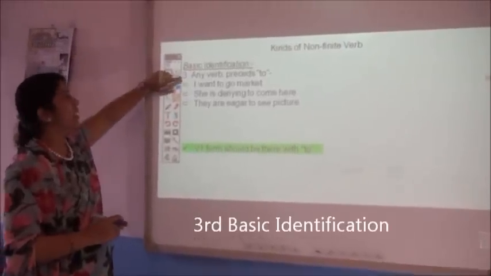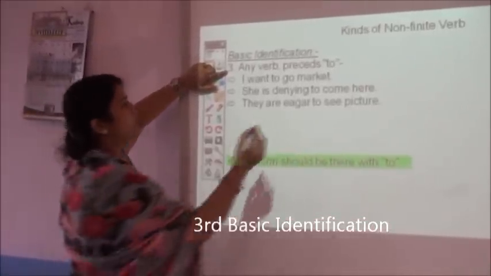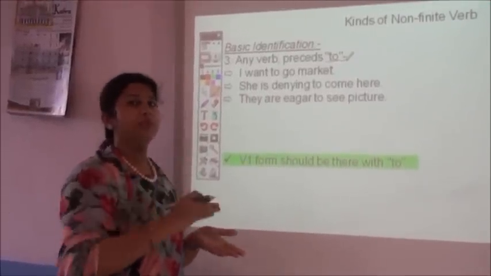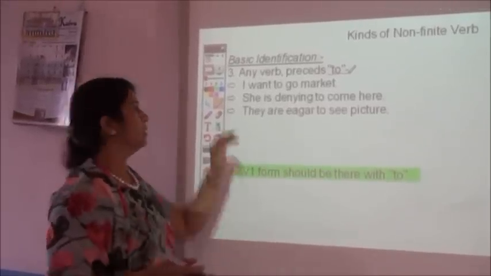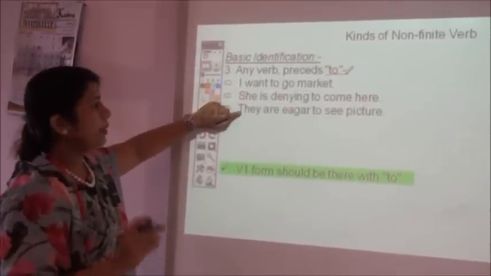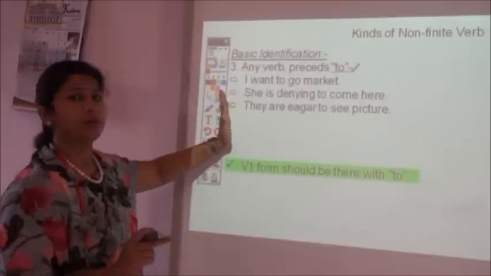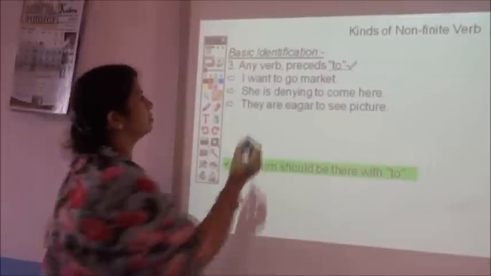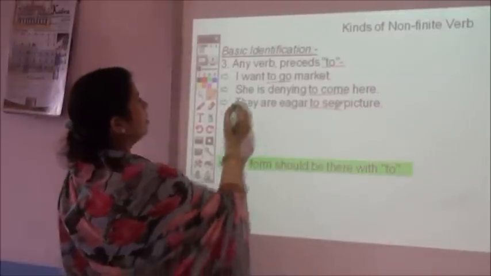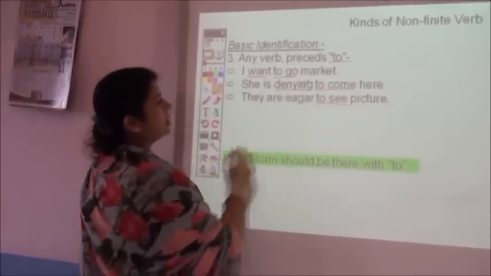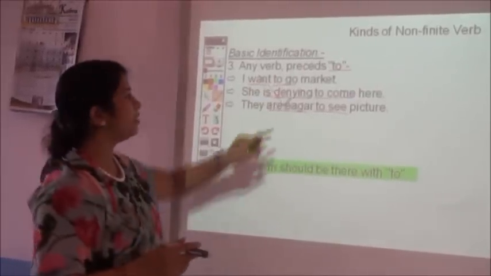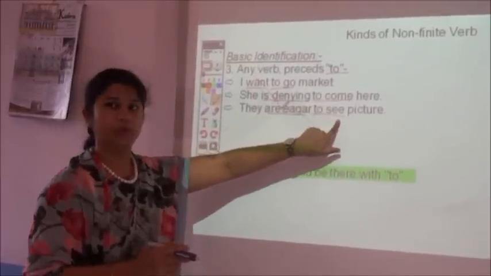My third identification: any verb which has to before it. This is very simple. That means any verb where to is written before it, those verbs are called non-finite verbs. See here, I want to go market. She is denying to come here. They are eager to see picture. Now which are the verbs where to is written before them? To go, to come and to see, right? Here want is also a verb, denying is also a verb and are eager is also a verb. But these are not non-finite verbs. The non-finite verbs are those where to is written before the verb. Clear?